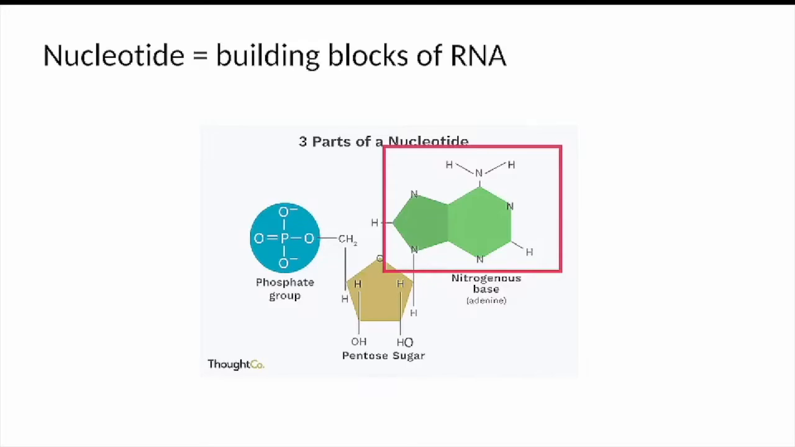This is the same image that we used when we were talking about DNA. So this is a nucleotide. And nucleotides are also the building blocks of RNA. RNA nucleotides have a few key differences, which is what we're going to talk about. The first, which is surrounded in the red box on your screen, is which of these nitrogenous bases can be incorporated into RNA nucleotides.